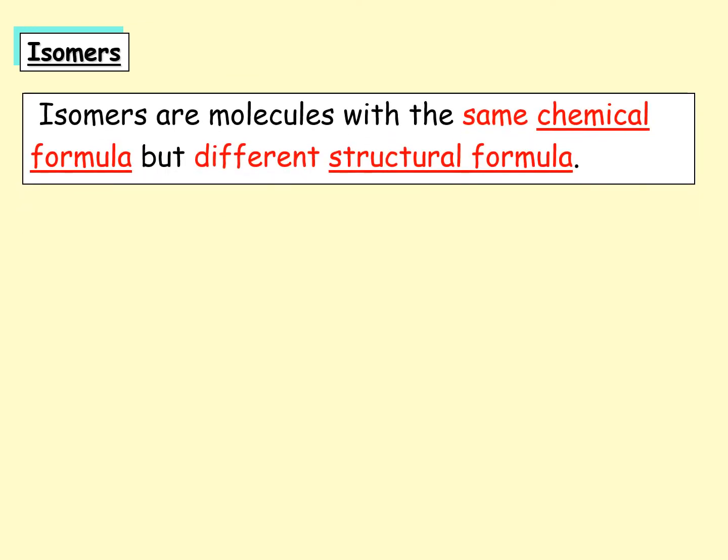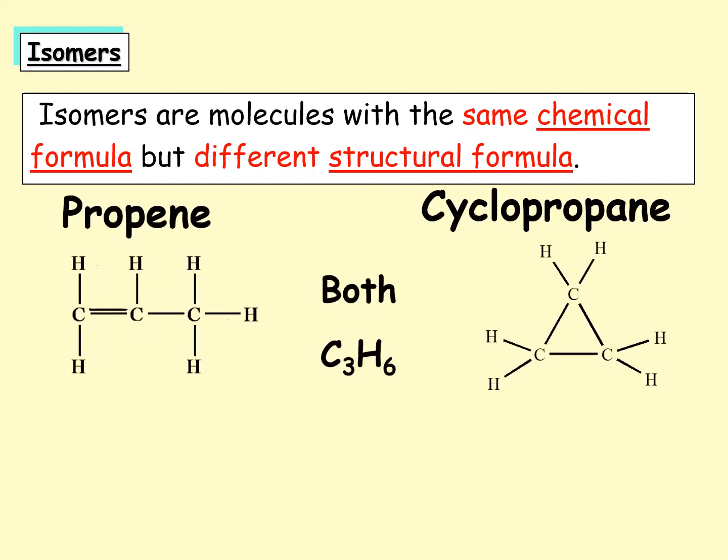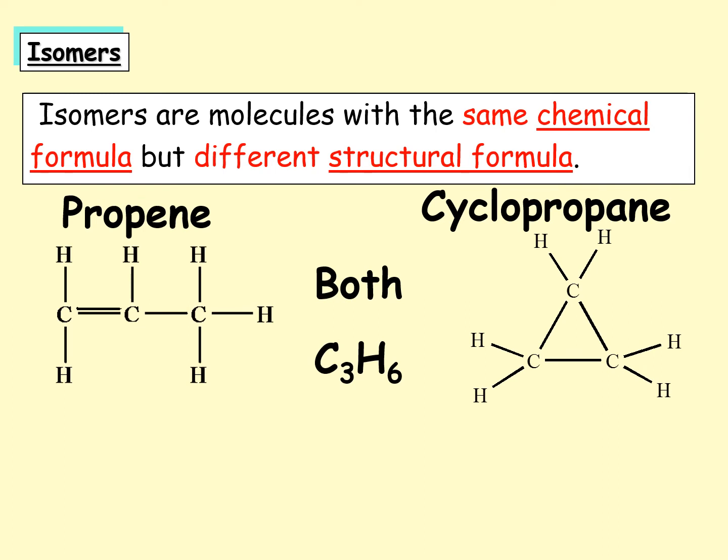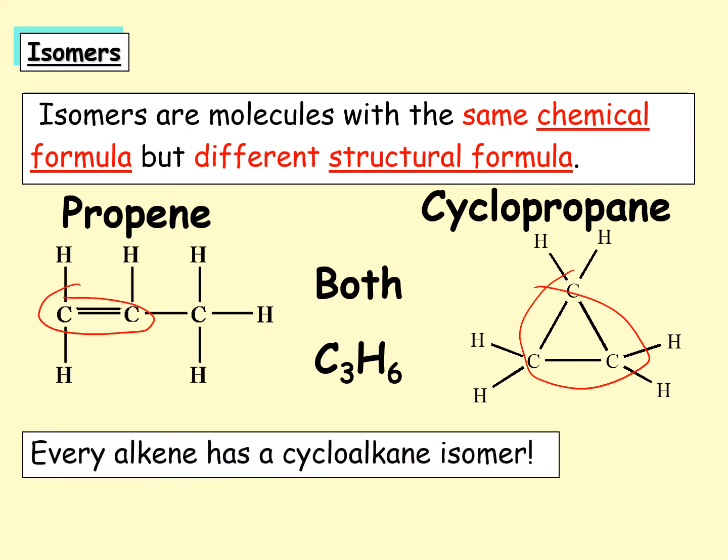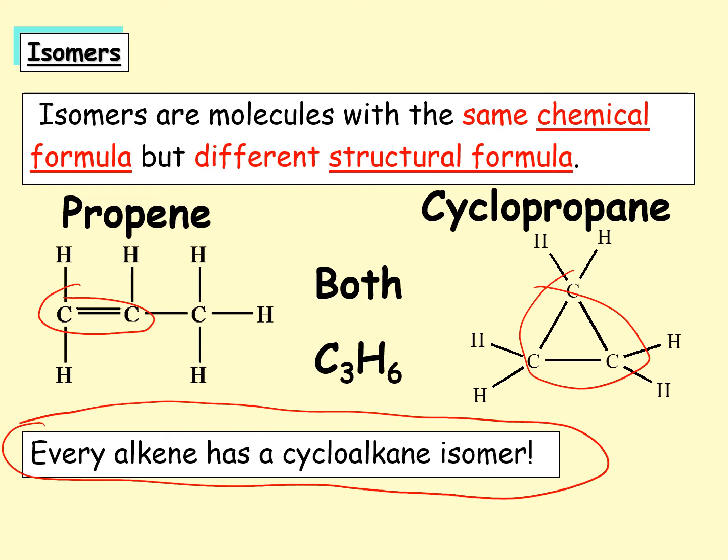Isomers are molecules with the same chemical formula, but different structural formula. If we look at propene and cyclopropane, these are both C3H6. However, one has a double bond, and in the other the carbons are in a ring. So we can tell just looking at them that they're very different molecules. Every alkene has a cycloalkane isomer. So for propene, we've got cyclopropane, butene has cyclobutane, and so on.